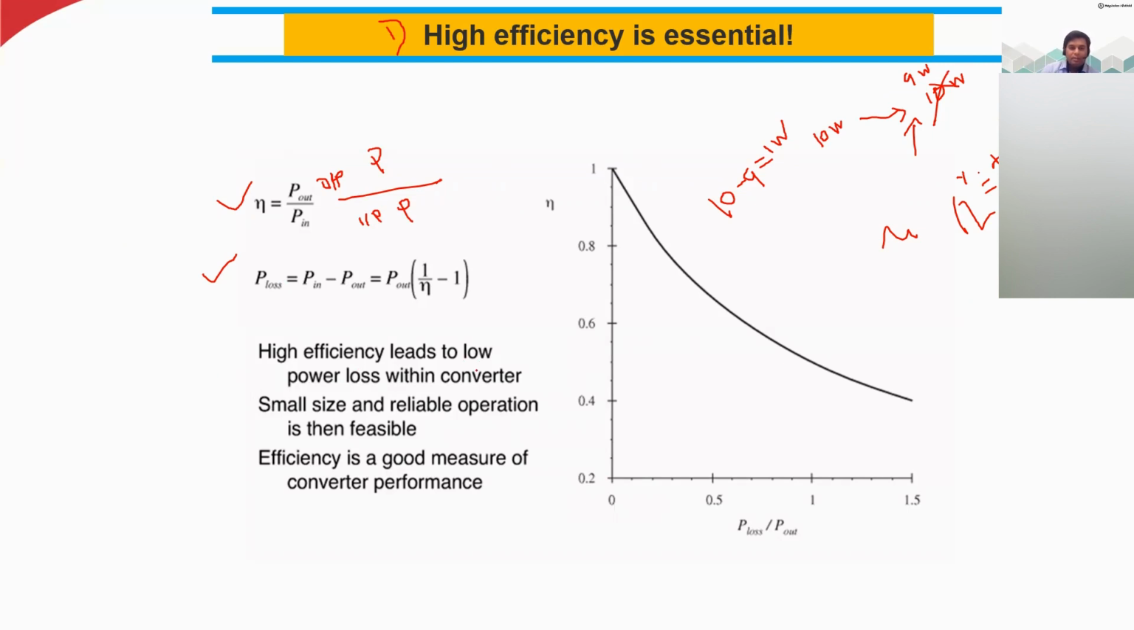High efficiency leads to low power loss within the converter, smaller size, and reliable operation. Efficiency is a good measure of converter performance. Okay, so now let's move to the next.